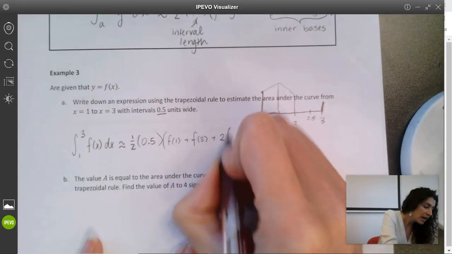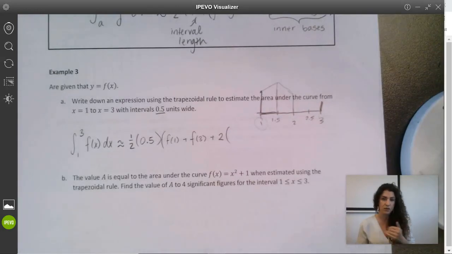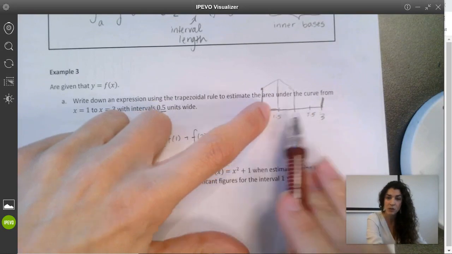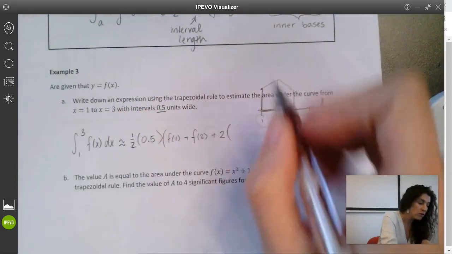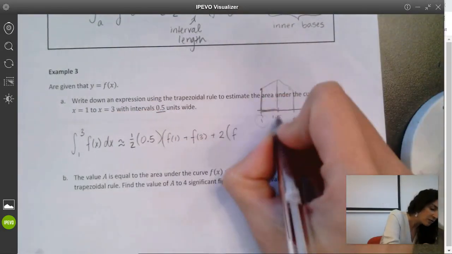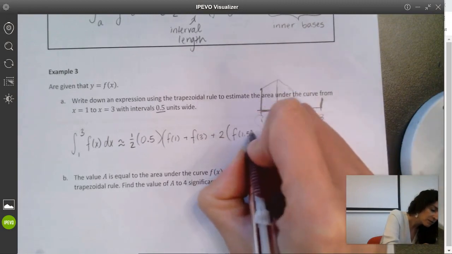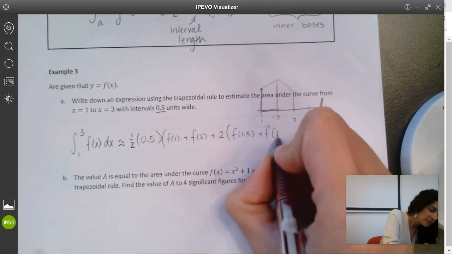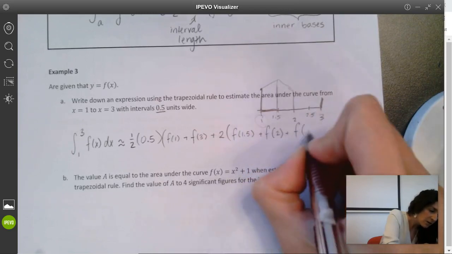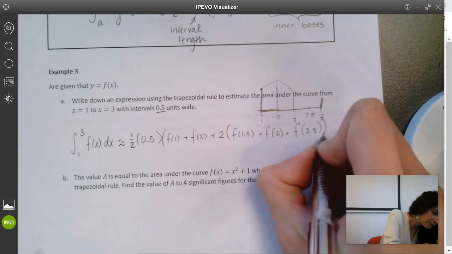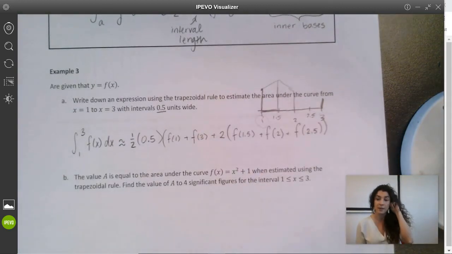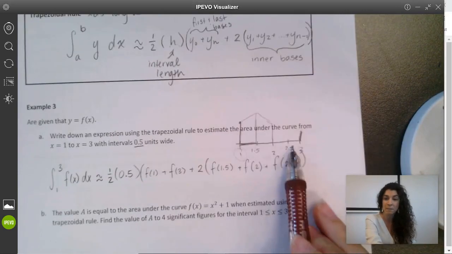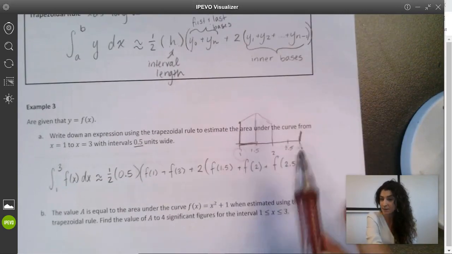And then it's 2 times all of the bases in between. Well, we've done f of 1 and f of 3. We have 3 bases left in between that we need to add. So our first base would be f of 1.5, plus f of 2 would be our next base, plus f of 2.5. And those are all the bases in between. Notice that 2.5 would be your n minus 1, right? It's one base less than your last base.